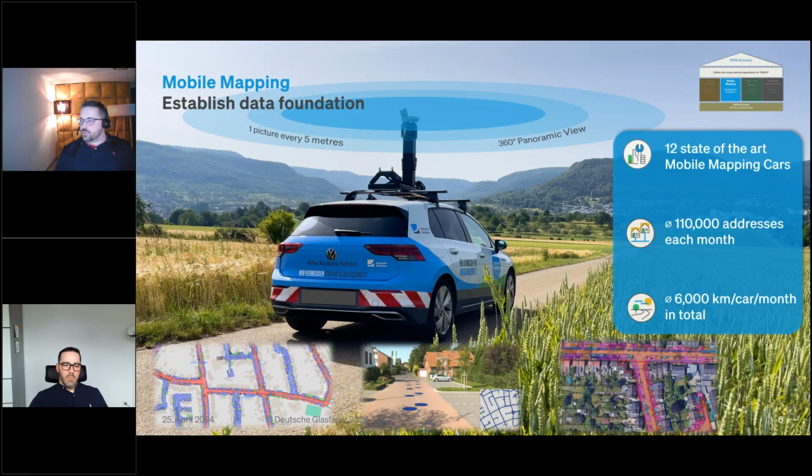Mobile mapping. With our 12 cars, we are creating a lot of terabytes of data. When you drive around 6,000 kilometers, the disk is full pretty fast. And maybe if someone heard the word digital twins, with that data we can create a digital twin to gain precision in our network costs.